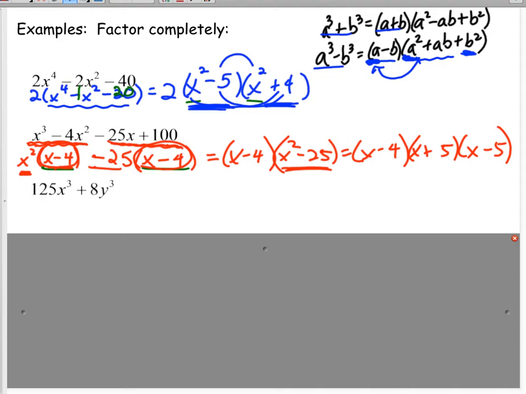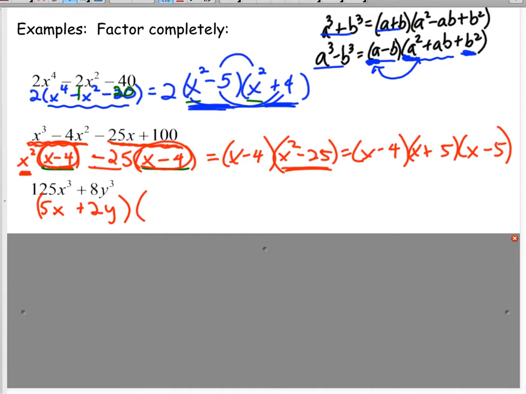So when I go to factor this, what am I going to do? Well, both of these are perfectly cubed. So this is 5x cubed. 5 cubed is 125, x cubed is x cubed. This is 2 cubed. And so what I have here is 5x plus 2y. Do you see where I got those? 5x cubed and then the quantity 2y cubed.